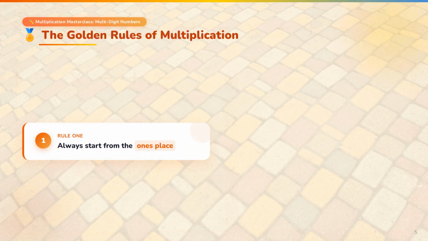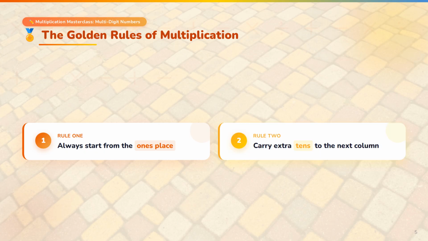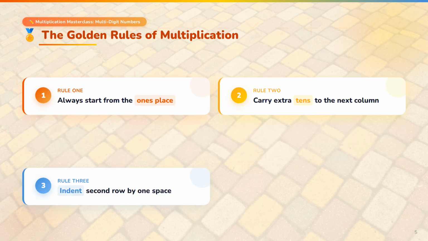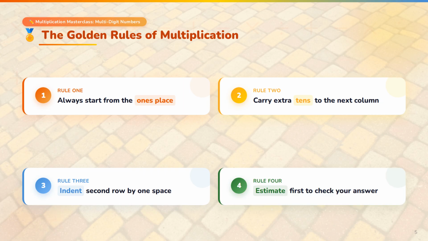Before we start solving problems, here are the golden rules. Rule 1. Always start multiplying from the ones digit on the right. Rule 2. When a product is bigger than 9, carry the extra tens to the next column, just like in addition. Rule 3. When you multiply by the tens digit, indent your second row one space to the left. And Rule 4, this one is gold, always estimate first. Round your numbers and do a quick check so you know if your answer is in the right ballpark. These 4 rules will save you every time.